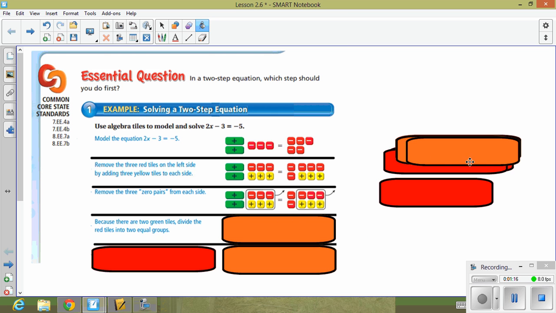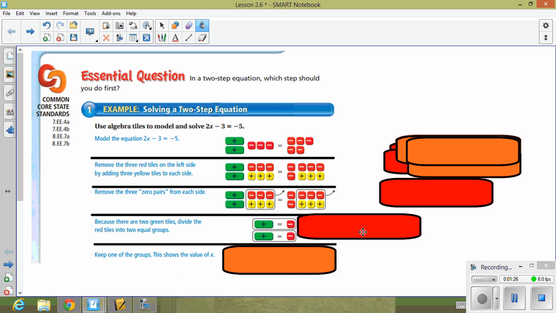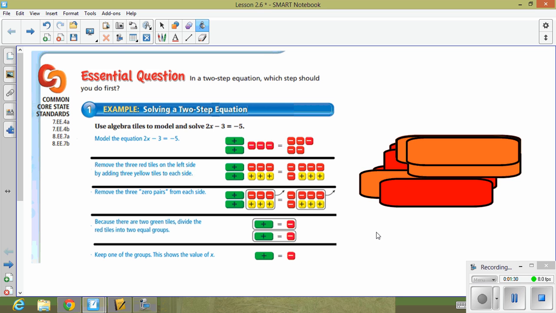So because there are 2 green tiles, I'm going to divide the red tiles into 2 equal groups. So 1x equals negative 1. So I'm going to keep one of these groups to show what x equals, so that means x is equal to negative 1.